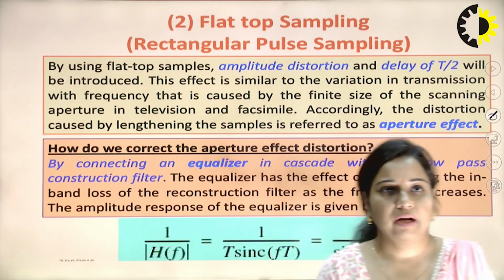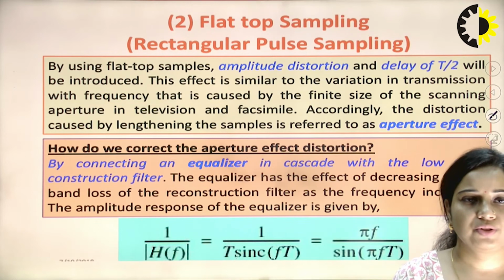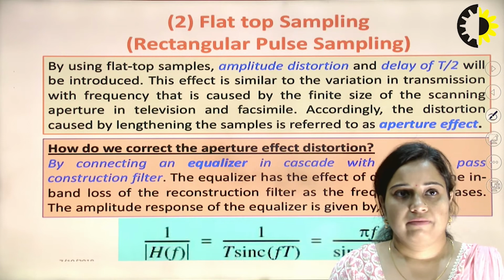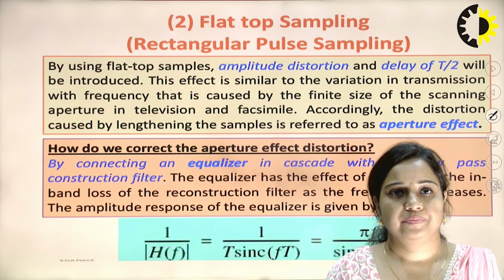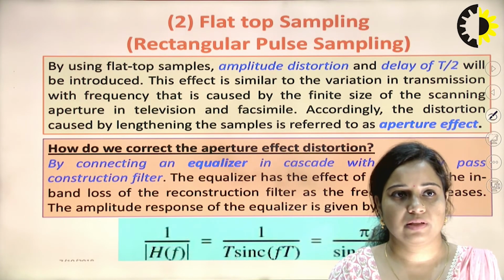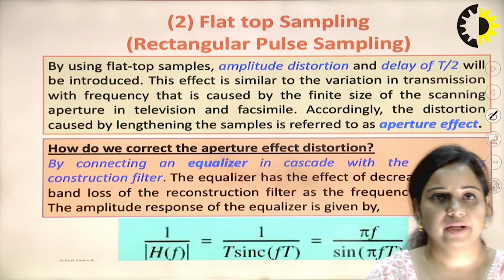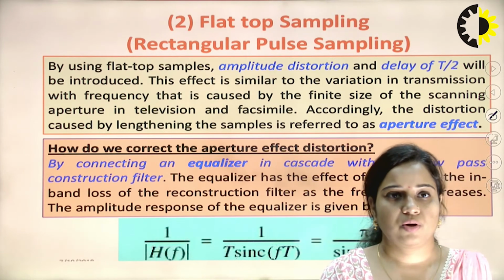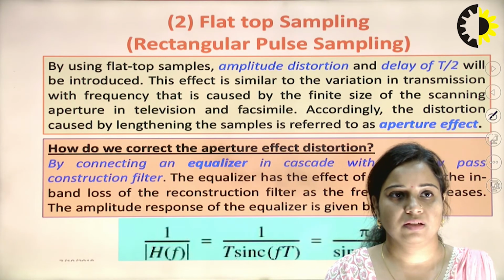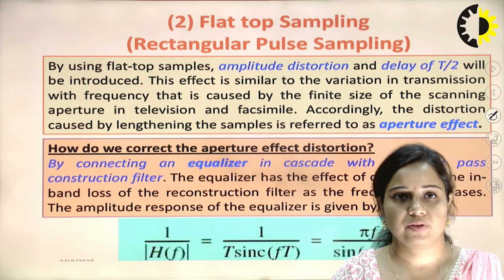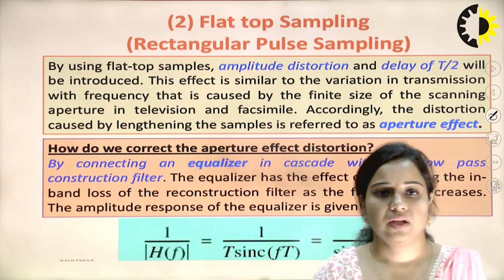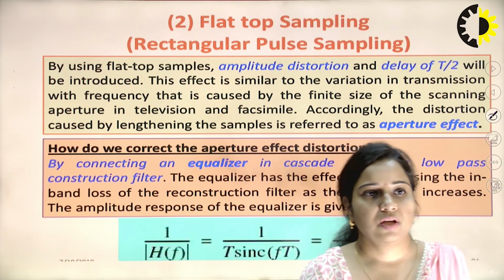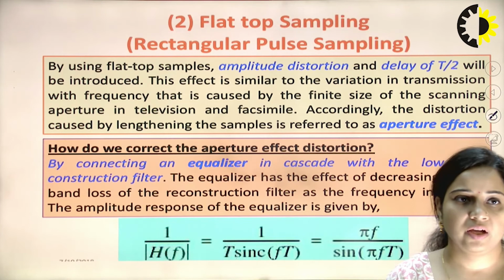By using the flat top samples, amplitude distortion and a delay of T by 2 will be introduced. This effect is similar to the variation in transmission with frequency that is caused by the finite size of the scanning aperture in television and fax. Accordingly, the distortion caused by lengthening the samples is referred to as aperture effect. That is a very important effect that we have to consider in the case of flat top sampling. So, how can we correct this aperture effect?